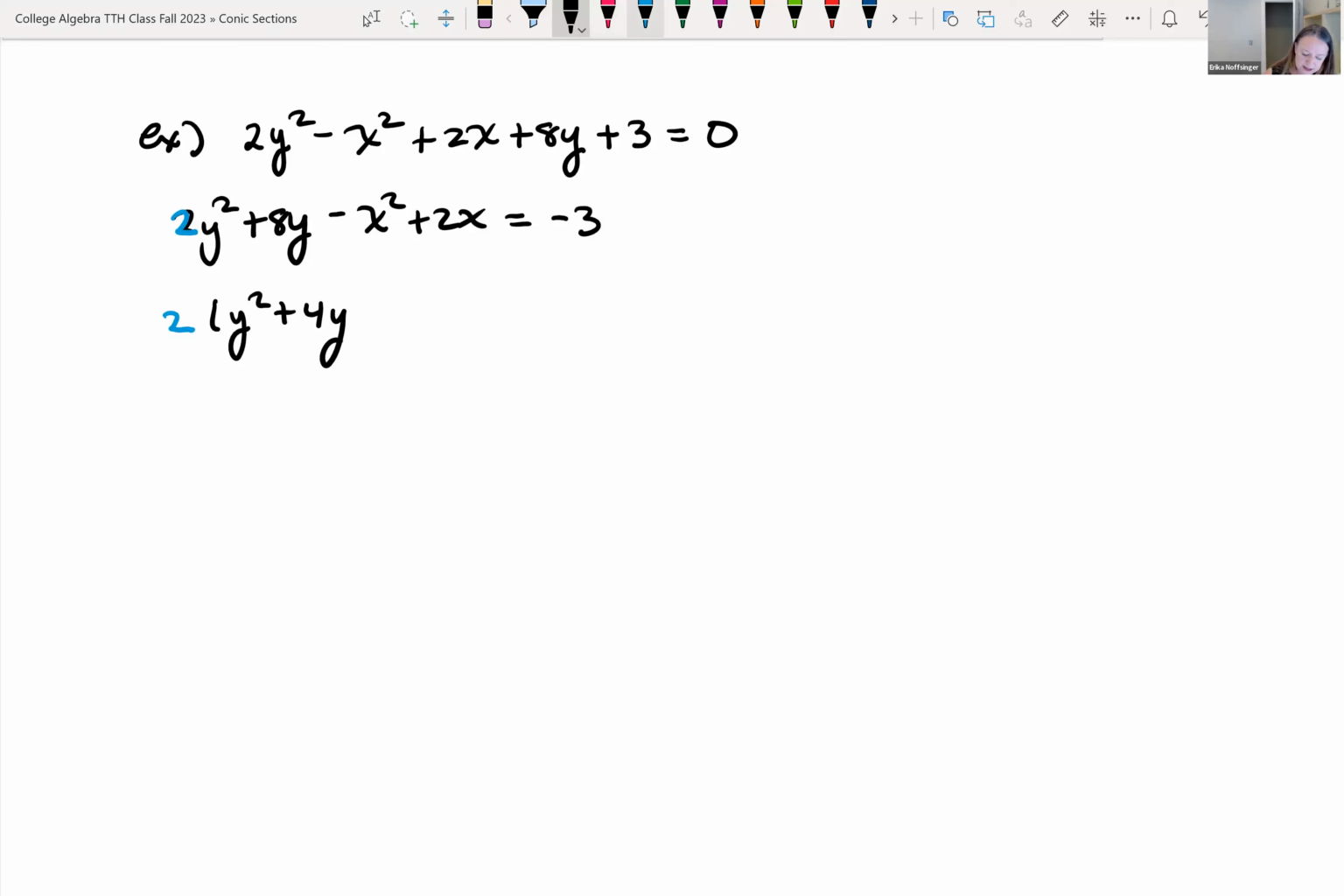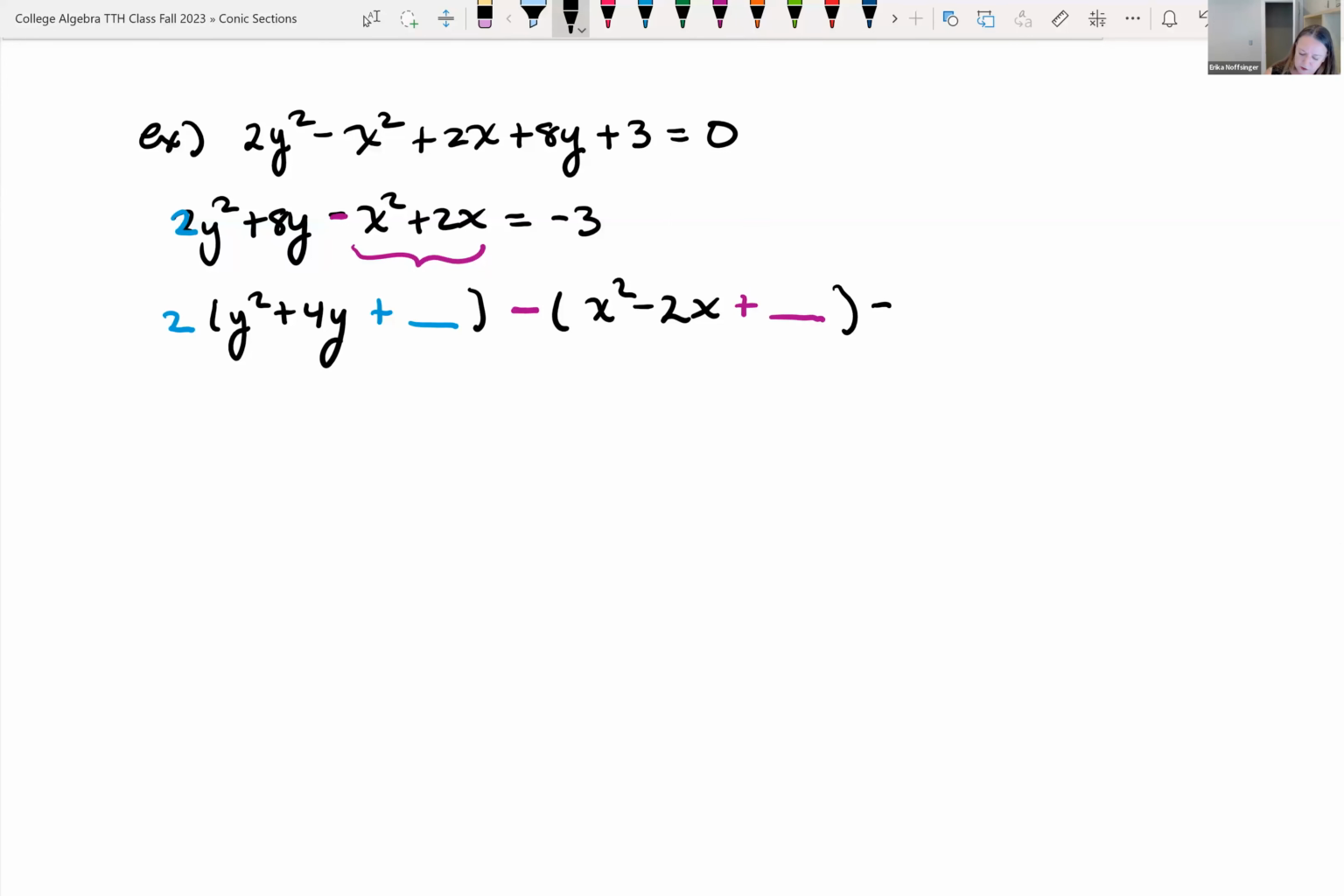I'm going to want to make this a perfect square, so I'm going to add some number here inside my parentheses to make it a perfect square. For my x terms, I need to factor out the -1 from both of those x terms. Factoring out a -1, I have negative x squared minus 2x. I'm going to add something in here to make this a perfect square.